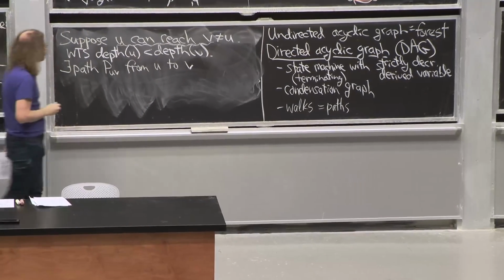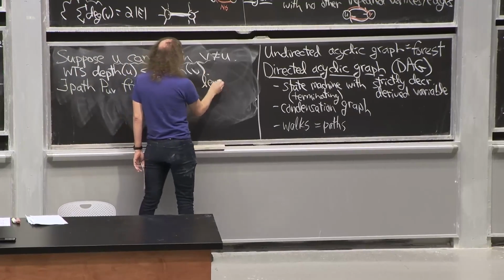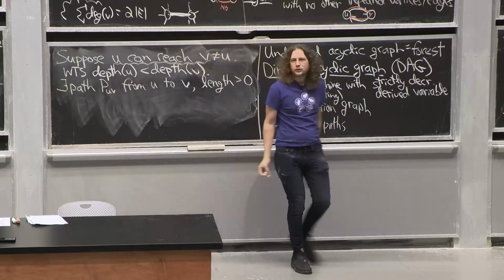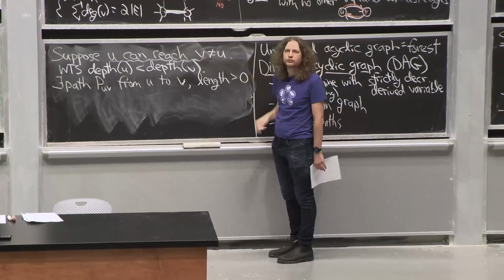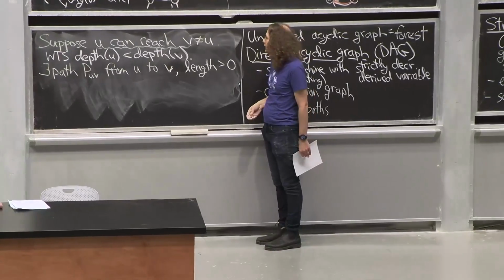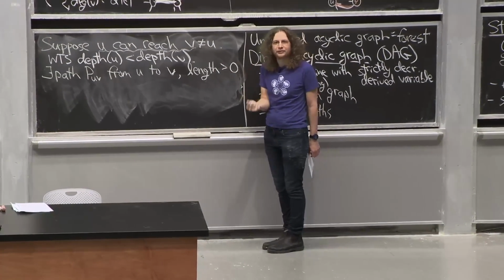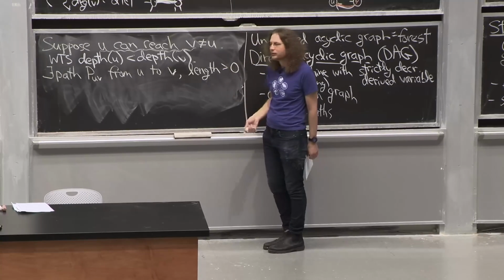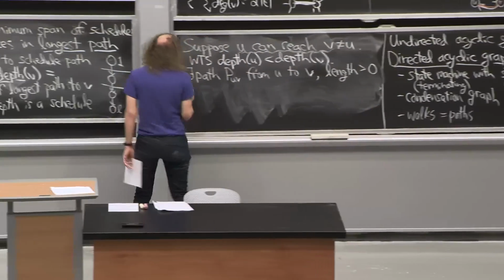And we also know that it has length greater than 0. Why? Because these vertices are different, and there are no cycles. The only way to have a length 0 path is if you start and end at the same vertex. But if v is different from u, that path has to have non-zero length. This will be important in a moment.